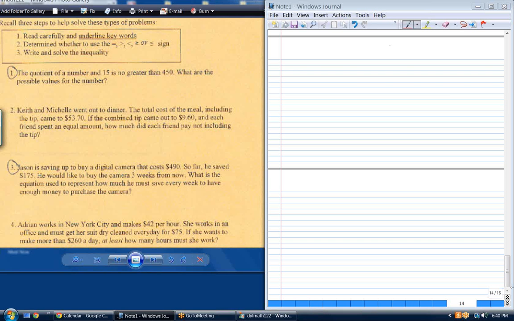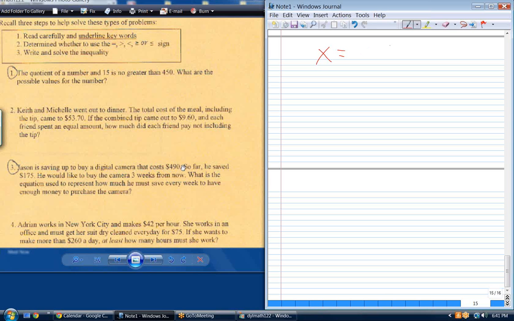You've got some choices here. In other words, different people might solve this different ways, and it all depends on how you define x. Usually you want to look to the last sentence: how much he must save every week. So let's do this two different ways. First of all, let x equal not the cost of the camera, because they've given us that.